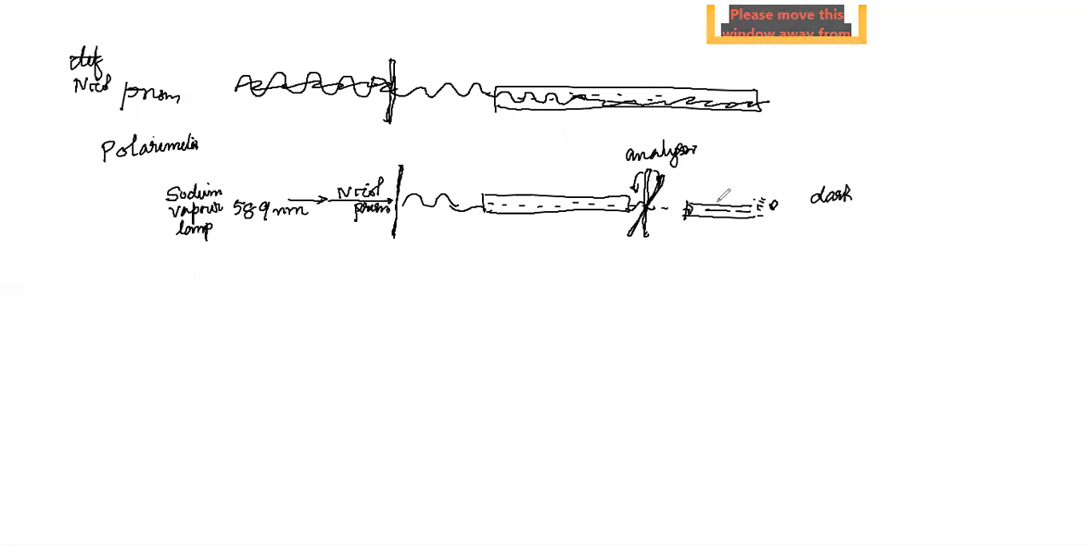Now the instrument will have some measurement device. Measure this angle. That is called the observed rotation. Measure that angle, how much you have rotated. That is called the observed rotation. Okay, so you have found the optical activity.